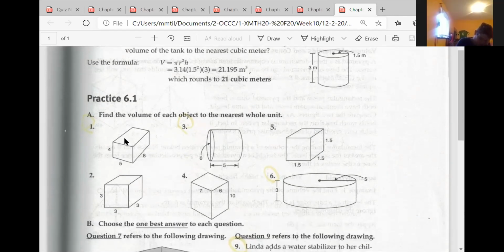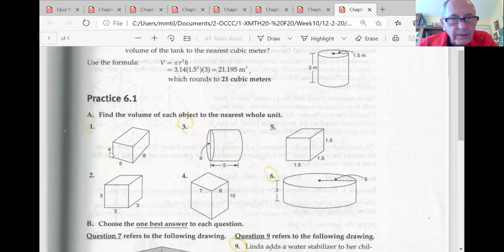And these ones down here, this is just a rectangular prism, right? You can figure out what the base is. 5 times 8 is 40, times 4 would be 160. So it'd be 160 cubic units, whatever the unit is. Unit cubed.